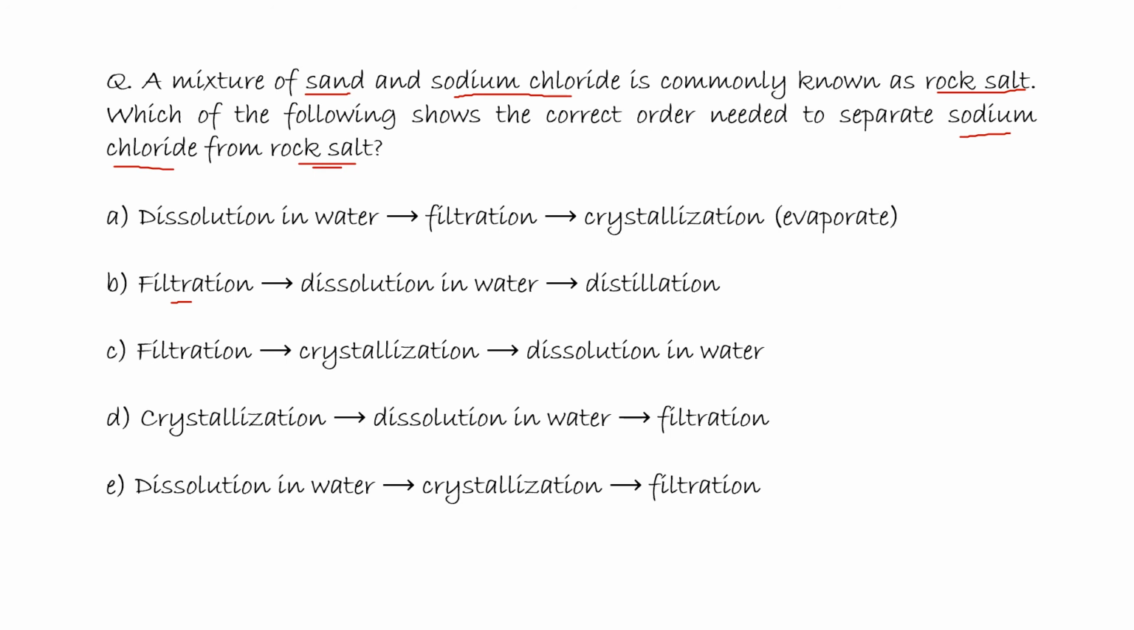Well, the answer is A. Dissolution in water, so we get sodium chloride in solution and sand is insoluble, so then we filter, separate the sand from the sodium chloride solution, then evaporation or crystallization to get the sodium chloride.